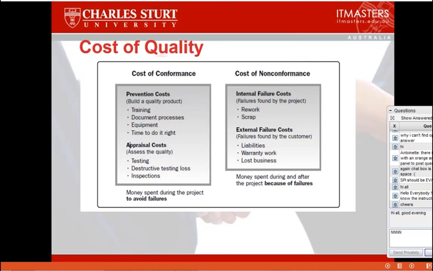Cost of non-performance. What happens when you've got dud outcomes from your project? You've got internal failure costs, which means that you've captured it before it's gone to the customer, and that involves rework and scrap. Or you've got external failure costs, which are things like the customer comes back to you and says that they need a replacement product under warranty. They may look for refunds. You may lose business, and the ultimate is that somebody might take you to court.